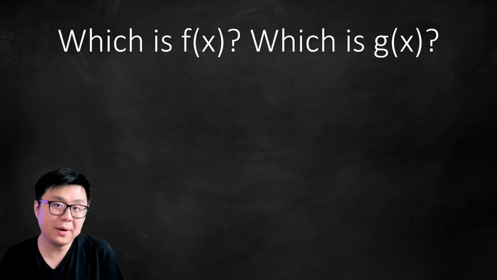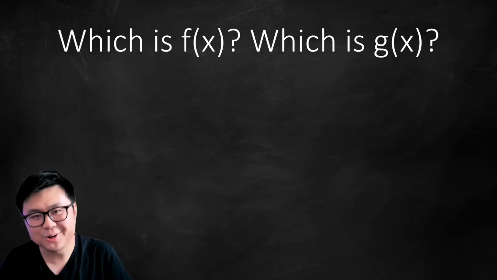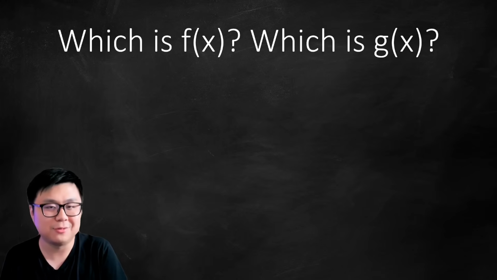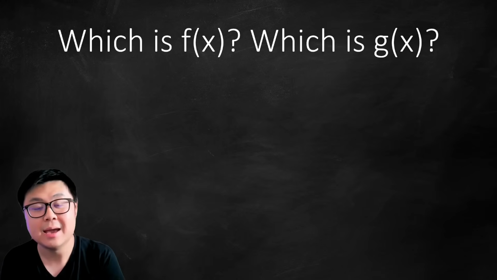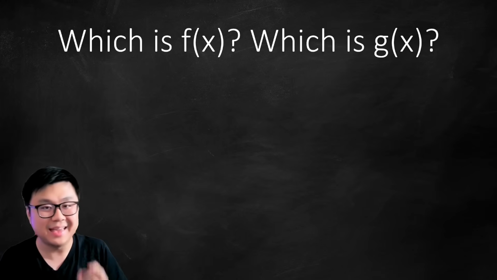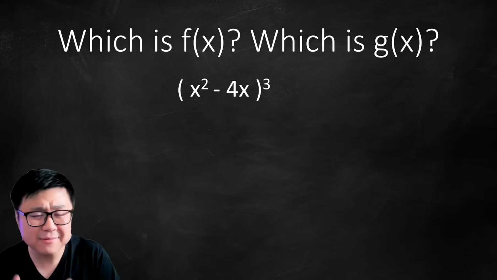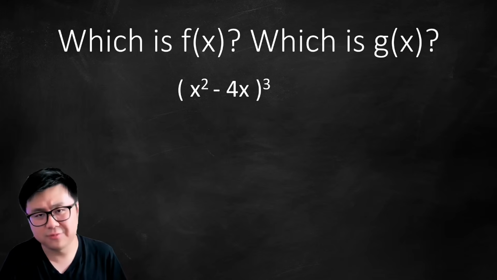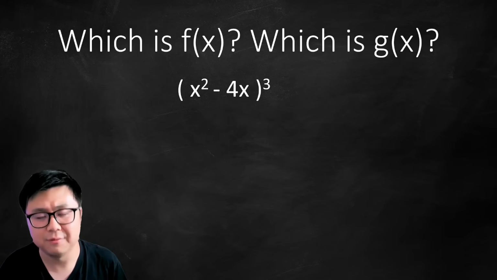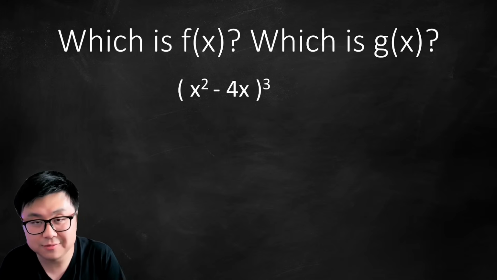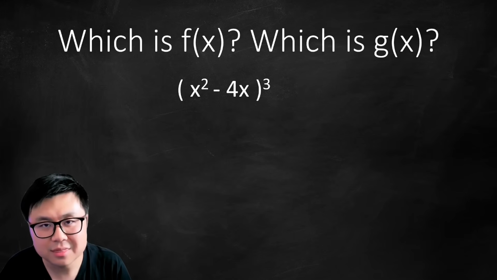Okay, so now you know what a composite function is, but unfortunately in calculus, you actually have to look at a composite function and be able to pull apart the f of x and the g of x. We have a bracket with x squared minus 4x inside, all to the power of 3. Well, there's actually two functions in here. We can think of it this way.